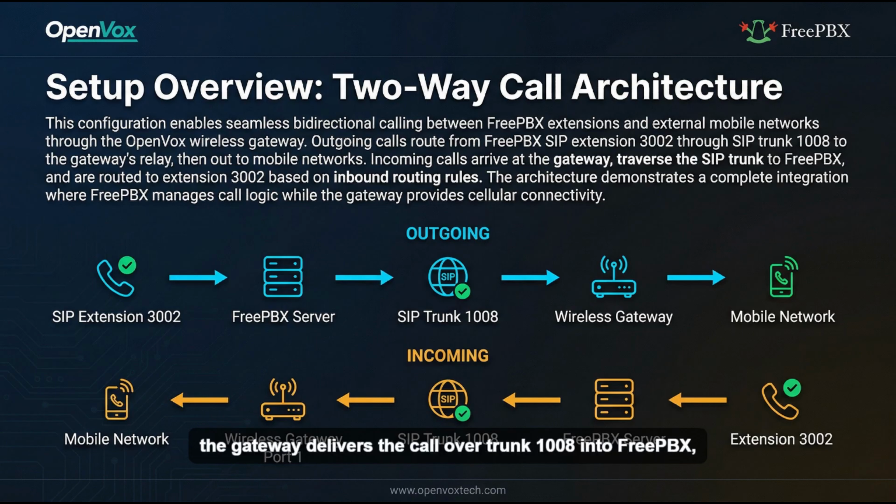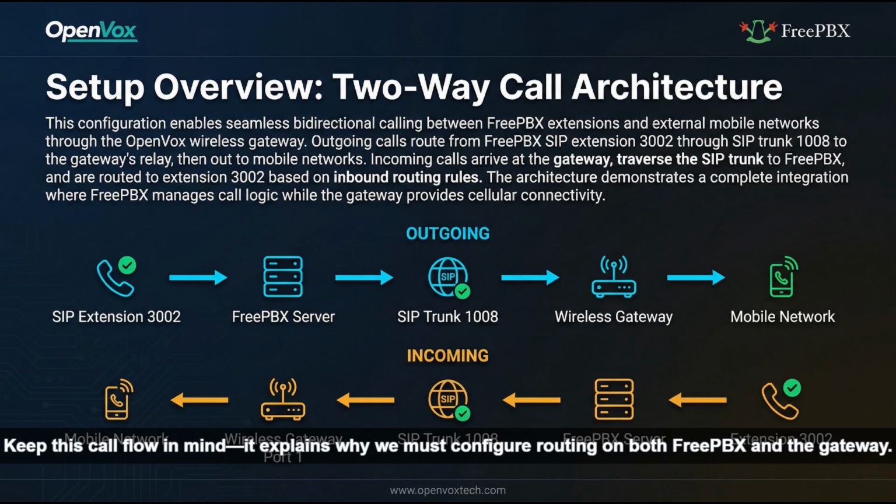The gateway delivers the call over trunk 1008 into FreePBX, and FreePBX sends it to extension 3002 using inbound routing rules. Keep this call flow in mind. It explains why we must configure routing on both FreePBX and the gateway.